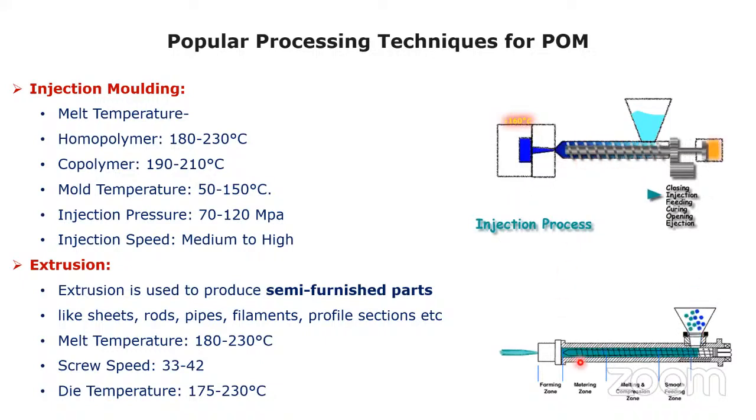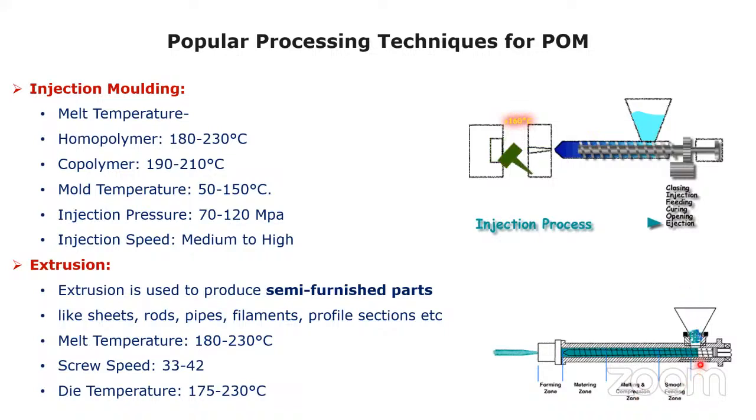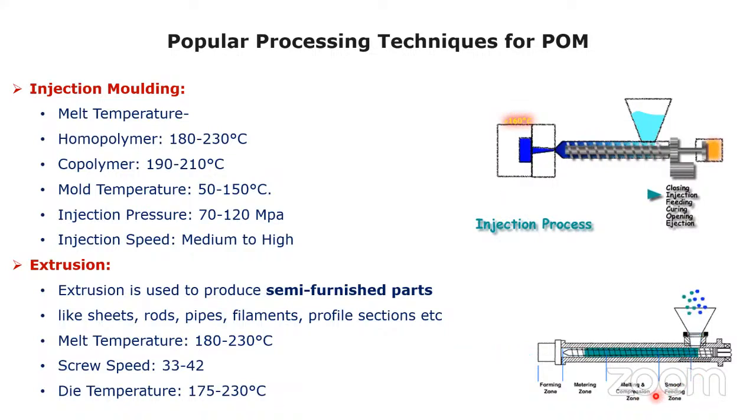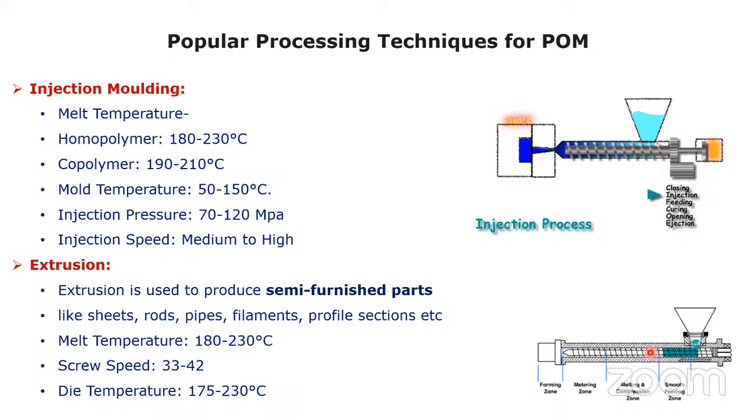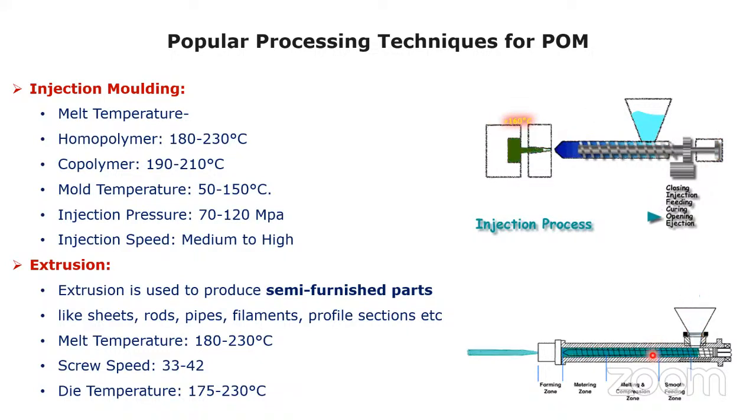But in case of extrusion, the same three zones are present: one is the feeding zone, then the melting and compression zone, and lastly the metering zone. Through the feeding zone, we feed the granules or polymeric material, and it will move forward using the rotation of your screw, through the grooves available on the screw.